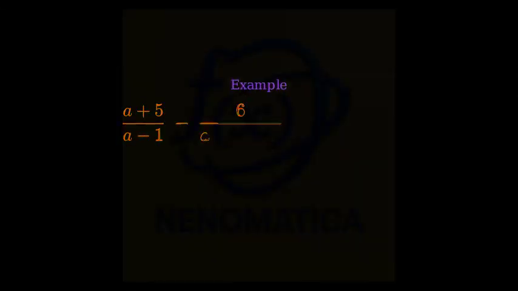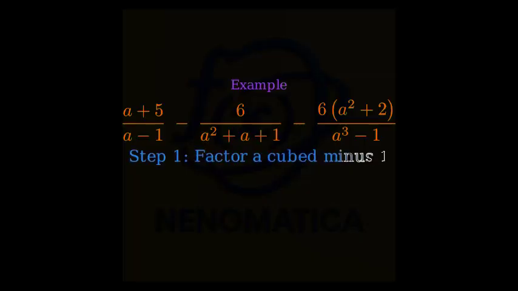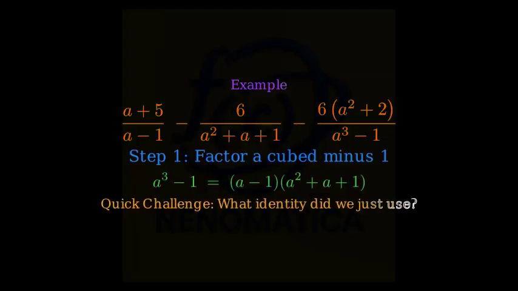Example. Here is the expression we will simplify. Step 1. Notice the denominator a cubed minus 1. Factor the difference of cubes using the identity. a cubed minus 1 equals (a minus 1) times (a squared plus a plus 1).